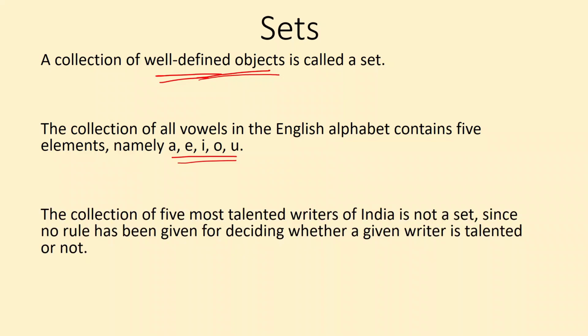But if I say a collection of five most talented writers of India, then it might not be a set, and of course it's not a set, because someone who is talented for you might not be talented for somebody else. A writer whom you like might not be liked by somebody else. So that is the difference between a collection and a set. A collection can be a collection of anything, but a set has to be a collection of well defined objects. Well defined objects have to have the same definition for all the persons.